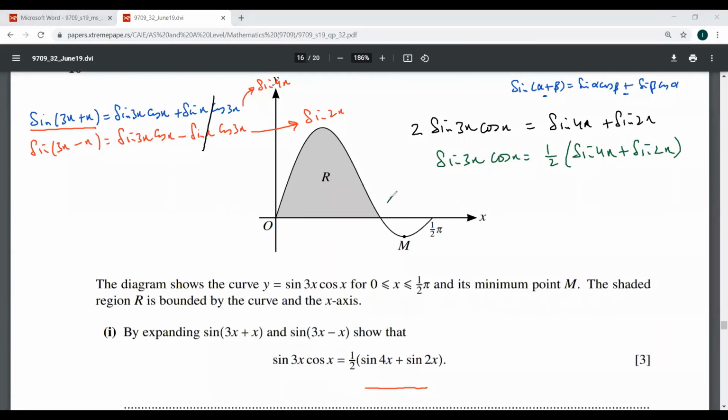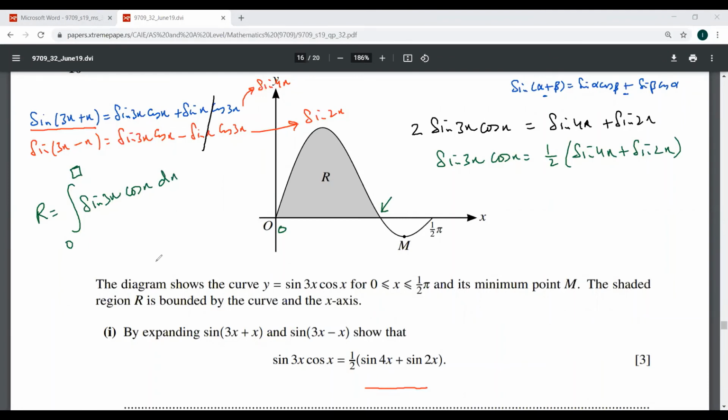You will have to find this coordinate here, because we know that we have zero here. To find this area, it would be the limit from zero to this, and you have sine 3x cos x dx. That will give you the area over here, okay?